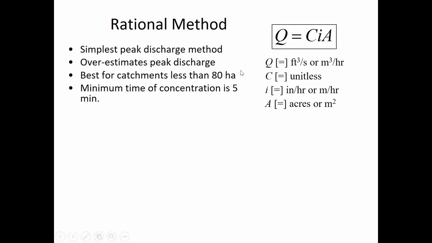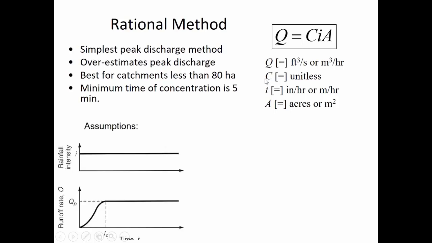It should only be used for relatively small catchments, less than 80 hectares, and the minimum time of concentration is 5 minutes, because that's what you need to get the intensity of the rainfall off of most IDF curves. There are a few assumptions that are in the background when you use that. And part of why it's a little bit inaccurate is the fact that reality doesn't follow these assumptions.